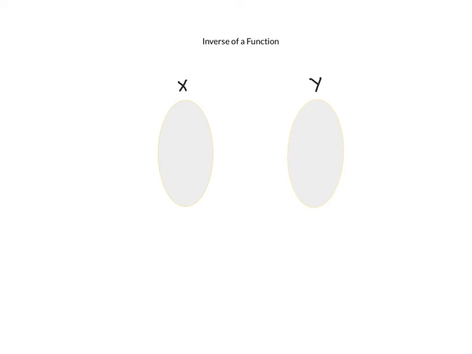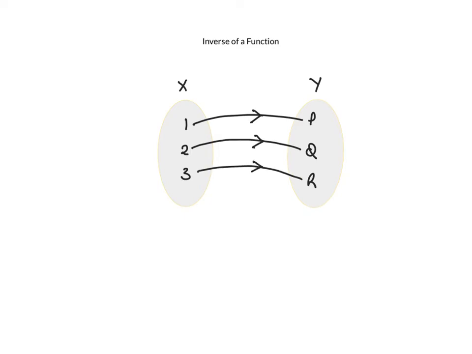The inverse of a function. Consider the following. We have a domain x and the range y. And our function operates on each element of the domain to produce the corresponding element in the range. So that's the action of f of x.